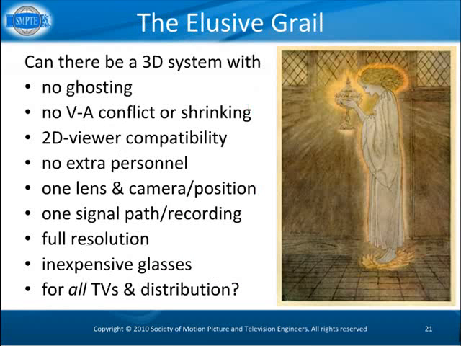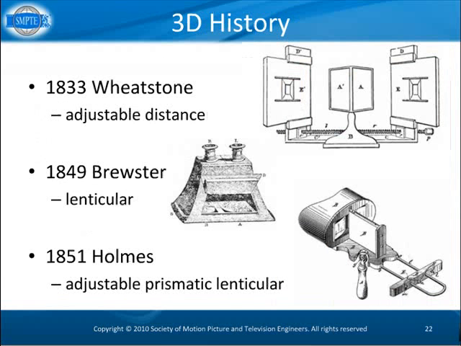So we have this elusive grail of 3D. Can there be a 3D system that has no ghosting, no vergence accommodation conflict or miniaturization, 2D viewer compatibility so that anyone can watch the same display even if somebody's watching in 3D and somebody can't watch in 3D, no extra personnel required, just one lens and camera per position, just one signal path and recording per position, full resolution, inexpensive glasses, and works with all TVs and distribution systems. That would be nice, wouldn't it? Well, let's go back in history for a little bit.